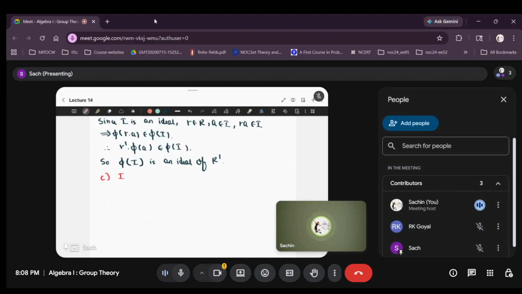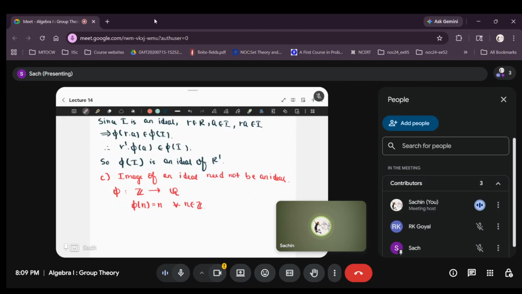So the third part is that the image of an ideal need not be an ideal. For example, you have the homomorphism from the integers to the rationals given by phi of n is equal to n for all n in Z.